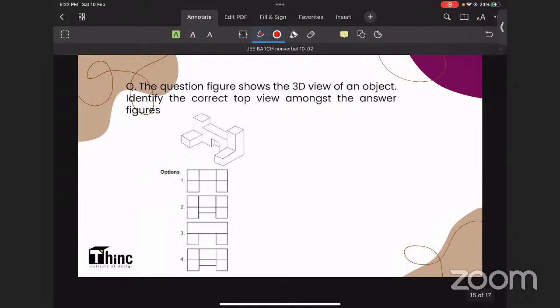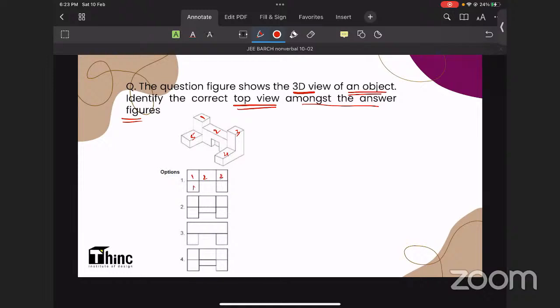Another question. The question figure shows the 3D view of an object. Identify the correct top view amongst the answer figures. So you need to find the top view. How many surfaces can you see from the top? 1, 2, 3, 4, 5. You can see 5 surfaces from the top.